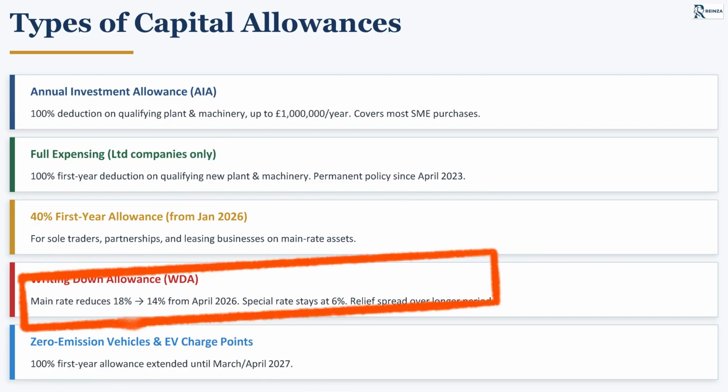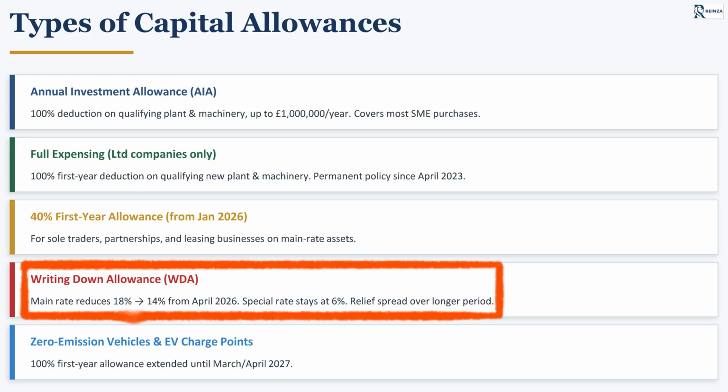Fourth, the writing down allowance. This is used for assets that are not covered by the AIA or full expensing. The main rate is currently 18%, but it will reduce to 14% from April 2026. The special rate remains at 6%. The reduction from 18 to 14% means tax relief on these assets will be spread over a longer period.